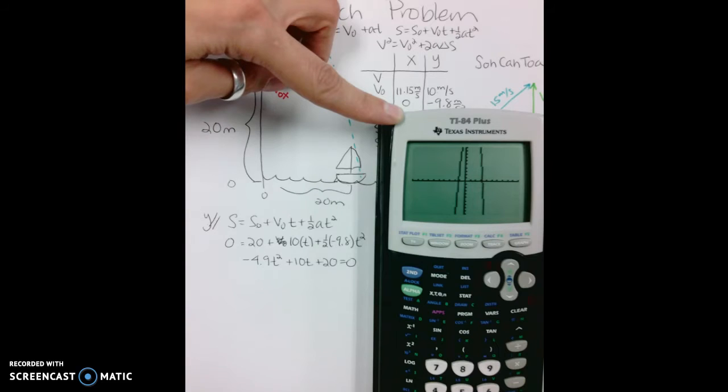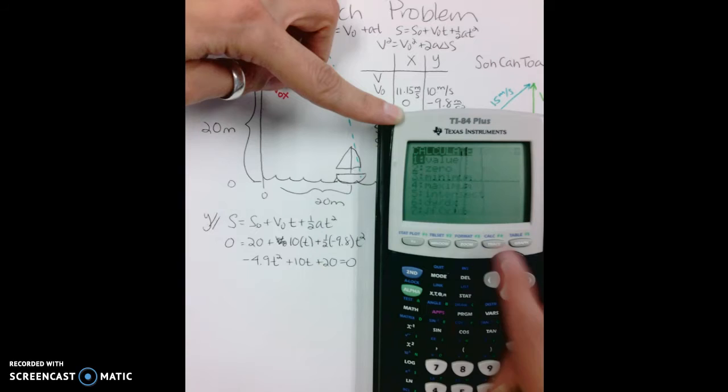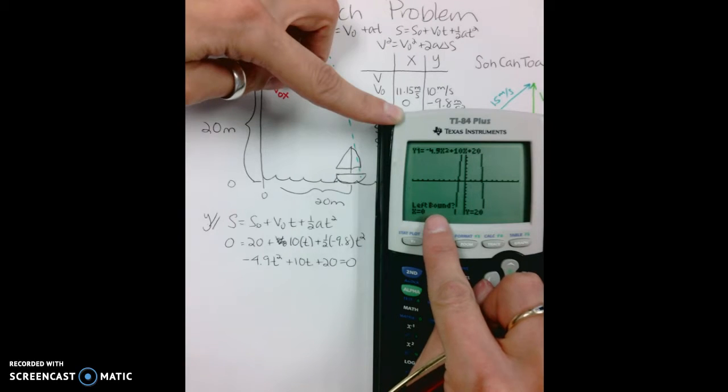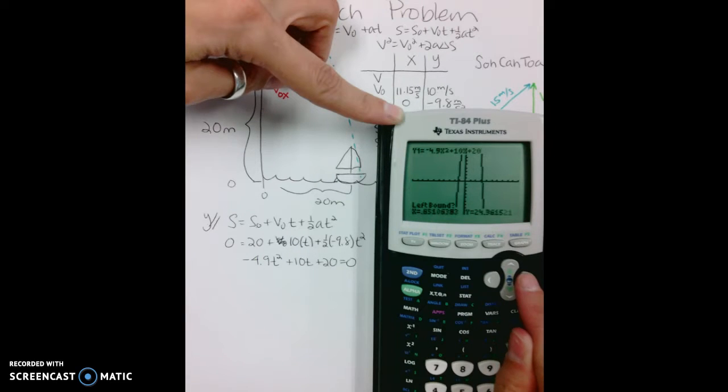And so I can use the calc function, which is above the trace key. If I hit second calc, and then number 2, I'm going to solve for the 0. It asks here for left bound, so I'm going to scroll my cursor over. Oh, there it goes.